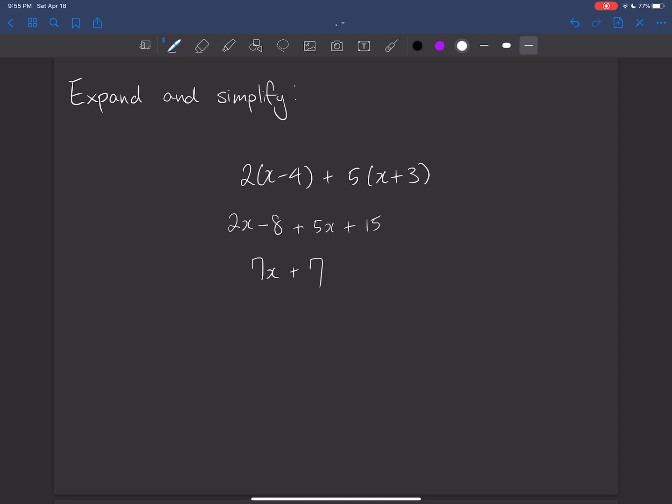And we can actually factor this because you see that there's 7 multiplied to both terms. So this would be 7 times x, so x plus 1. And that's it.